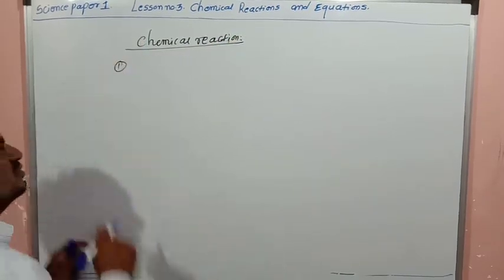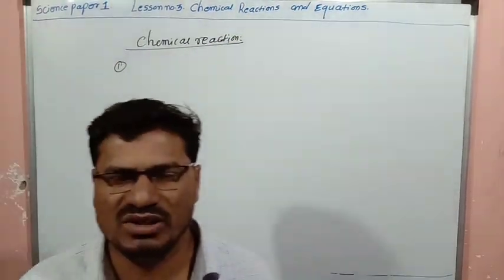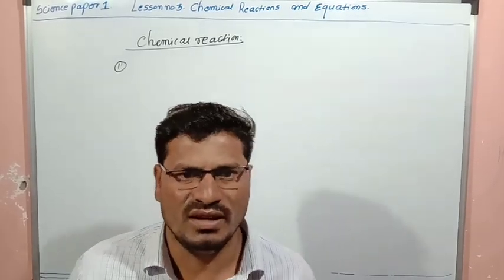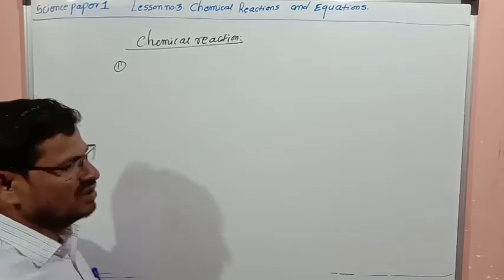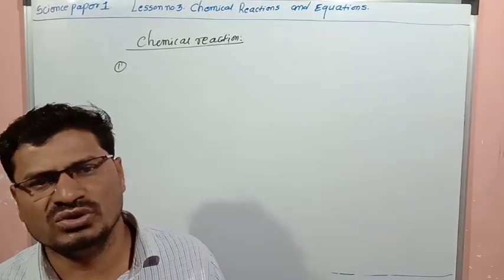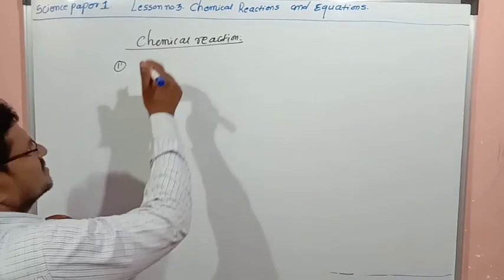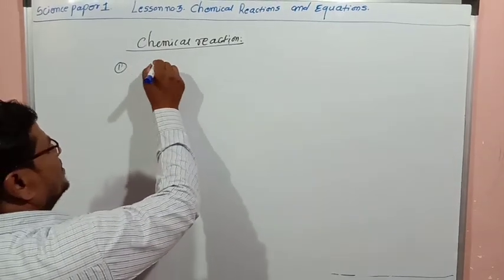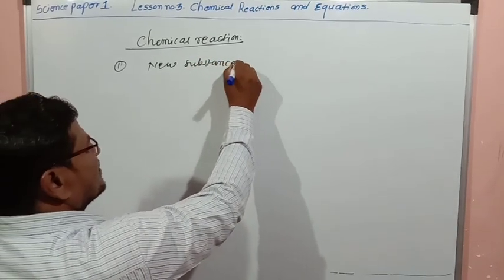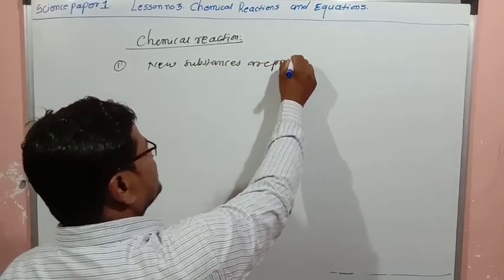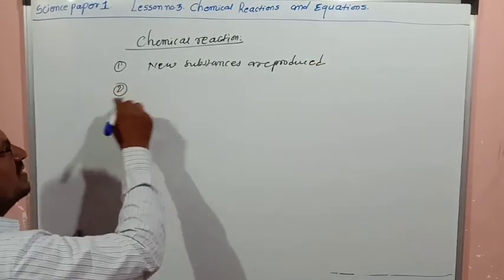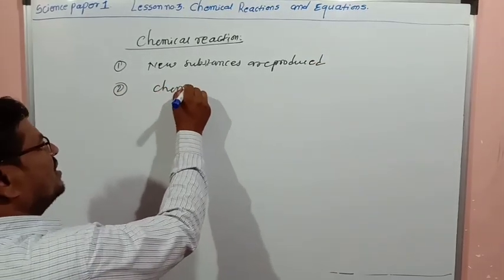Okay, in that, two terms on two points only we are going to discuss, and later on we are going to discuss these points in detail. So first thing is, in a chemical reaction, new substances are produced.